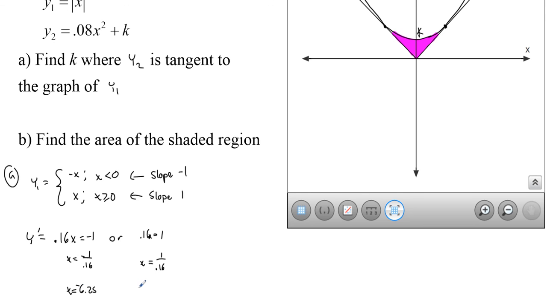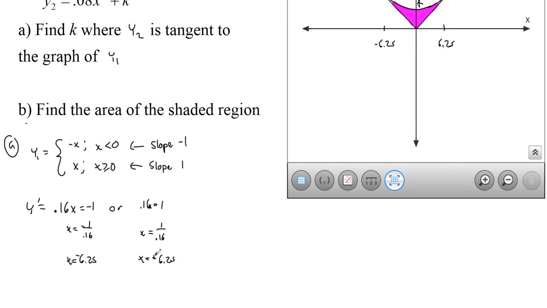And this one would be negative, so x equals negative or positive 6.25. And so when x equals negative 6.25 and positive 6.25, then the slope of this curve, regardless of what k is, will be 1, which is what I'm looking for. And so what I need to do is plug my x equal to 6.25 into the original equation and solve for k.